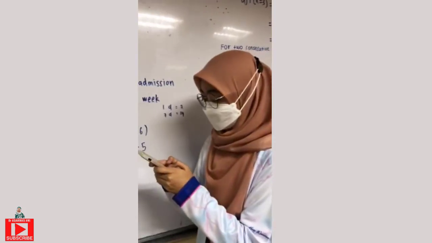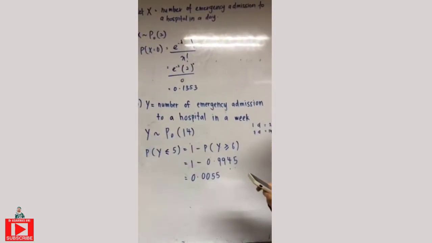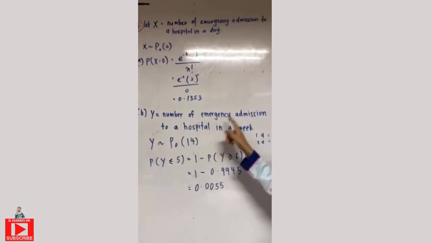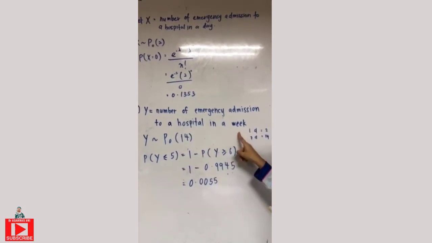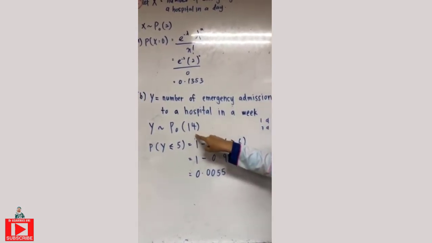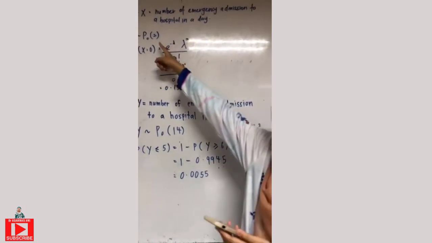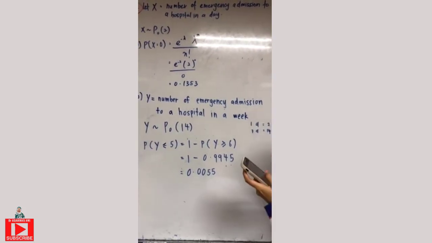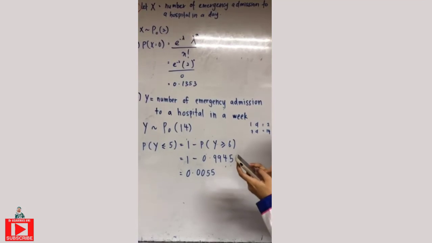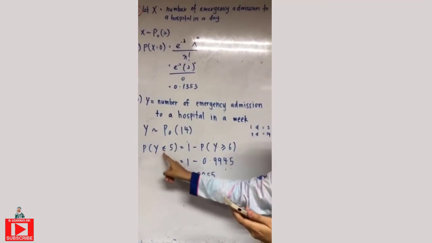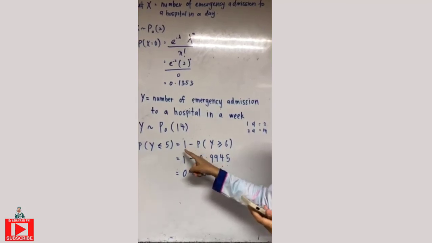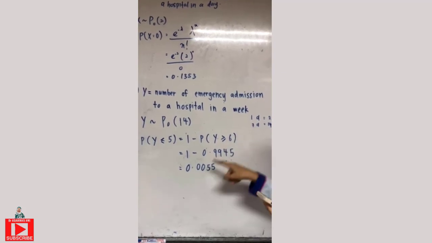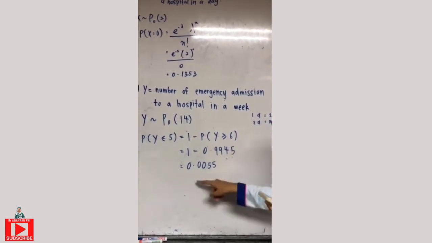Untuk yang B pula, dia tanya probability there are at most 5 emergency admission in a week. So dekat atas ni in a day. So kita let Y number of emergency admission to a hospital in a week. Macam mana boleh dapat mean dia 14? Sebab in one day mean dia 2, in a week ada 7 days, so 14. Dia nak at most 5, so paling banyak pun 5. So kita cari Y kurang sama dengan 5. Untuk mudahkan cari dalam table, 1 tolak P(Y lebih sama dengan 6). So 1 tolak, kita tengok dalam table, dapat 0.0055.